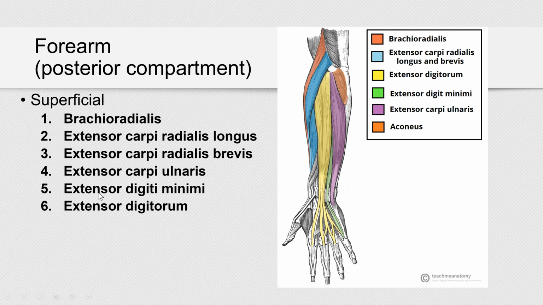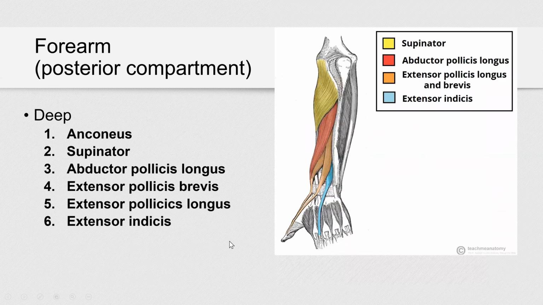Extensor digiti minimi, what are you going to extend? Your pinky, because that's your small digit, digiti minimi. And extensor digitorum, if you look at this yellow, look, the tendons go to all the fingers except the pollex. So it's going to extend all these 4 digits. So you can see the names make sense.